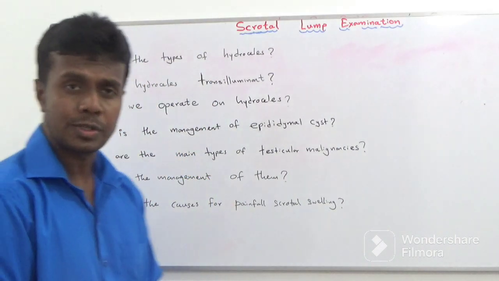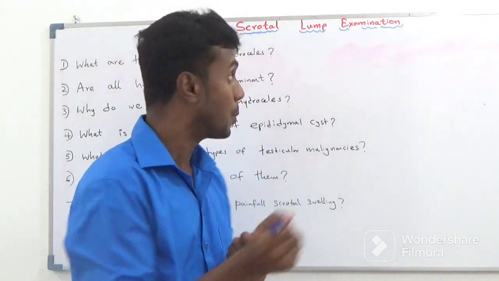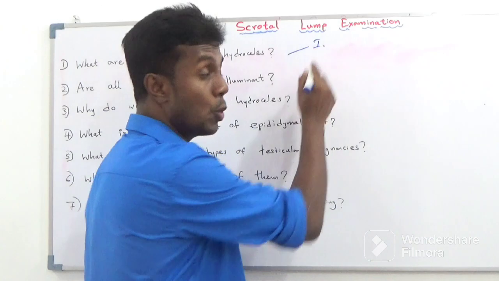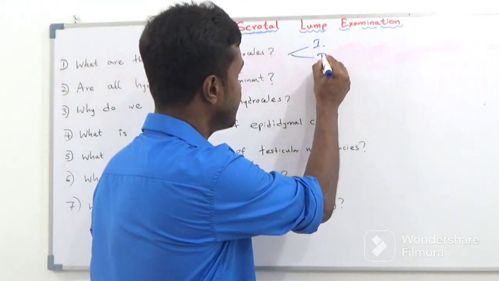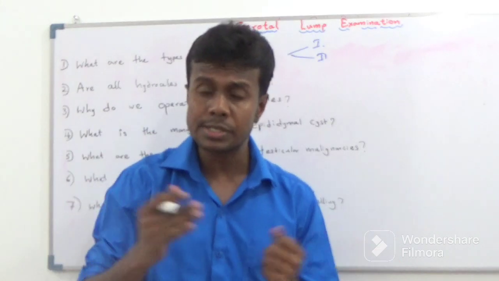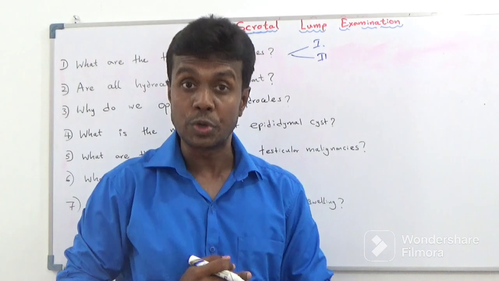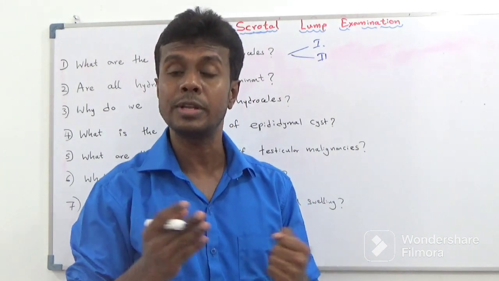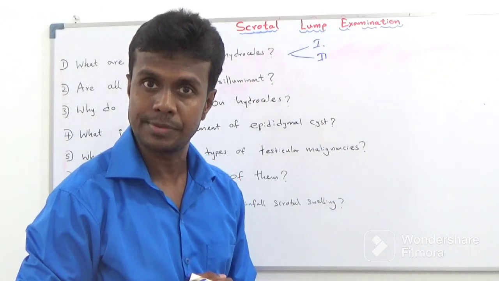What are the types of hydroceles you know? There are two types of hydroceles. Primary hydroceles, also called idiopathic hydroceles, and secondary hydroceles. Secondary hydroceles are due to trauma, sometimes due to tumor, or sometimes following inguinal hernia surgery.